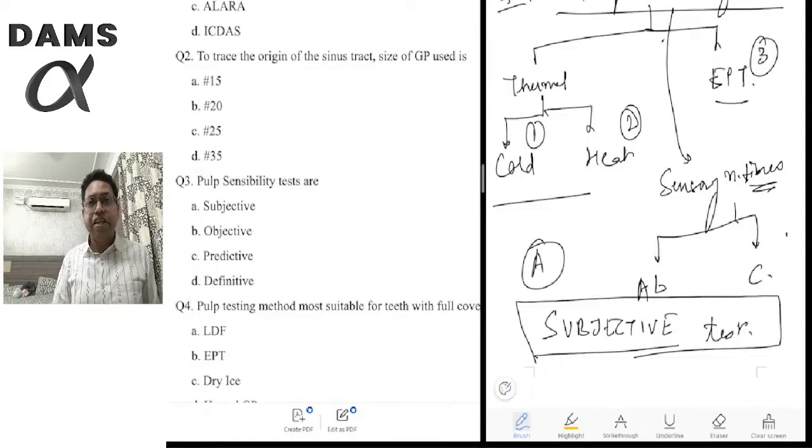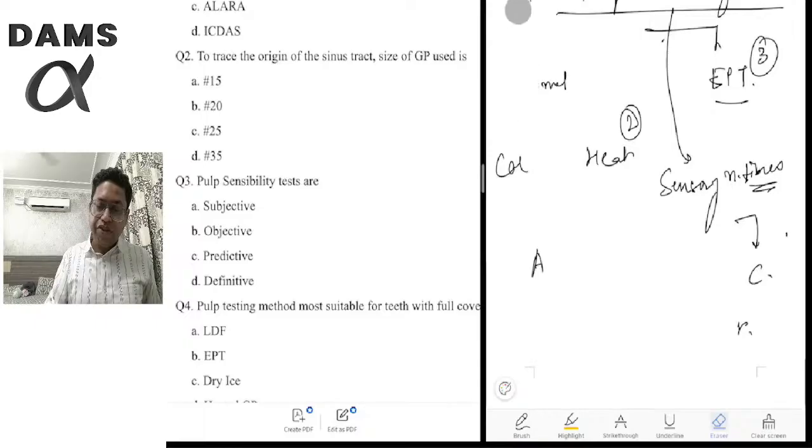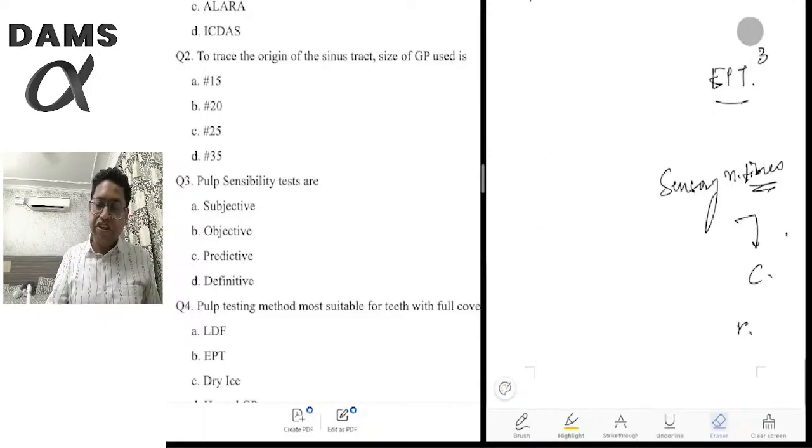On the other hand, tests like pulse oximetry, laser Doppler flowmetry, they are purely objective tests. We do not have to wait or rely upon the response from the patient. They are purely objective tests. Coming over to the question number 4 of the diagnosis section.